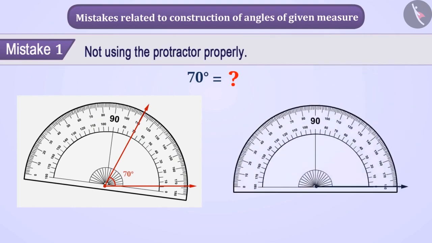Then they put the protractor, but they don't know that the center of the protractor should be at the top of the angle, and the zero edge of the protractor should be along the beam. This will lead to an incorrect measurement of the angle. Keep in mind that the center of the protractor should be at the top of the angle and the zero edge should be along the beam, and only then do we get the right angle.